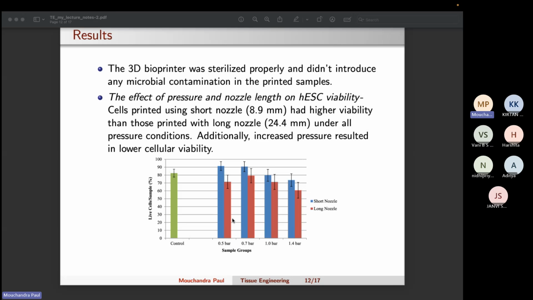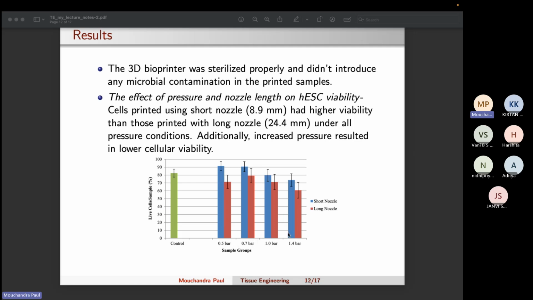So this is the graph that they have obtained, where the percentage of live and dead cells is shown for each of these conditions. What we can conclude from this graph is that the cells printed using short nozzles had a higher cell viability than the cells printed with a long nozzle. So it makes sense, right? With a short nozzle, the shear stress experienced by the cell will be less, and thereby more live cells will be there in your printed samples.